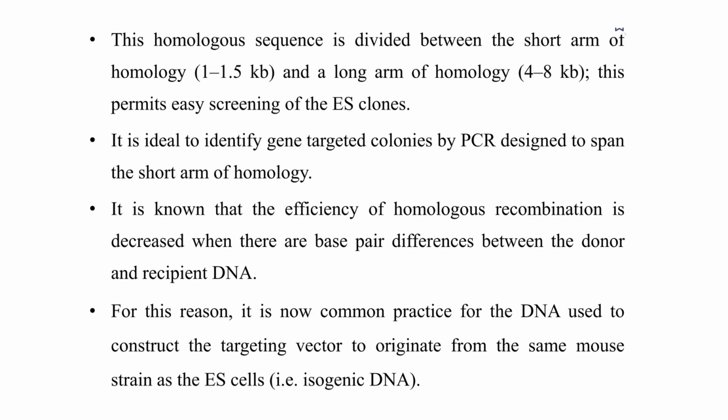This homologous sequence is divided between the short arm and the long arm of homology, and this permits easy screening of the ES clones. So, it is ideal to identify gene targeted colonies by PCR designed to span the short arm of homology. It is known that the efficiency of homologous recombination is decreased when there are base pair differences between the donor and recipient DNA.